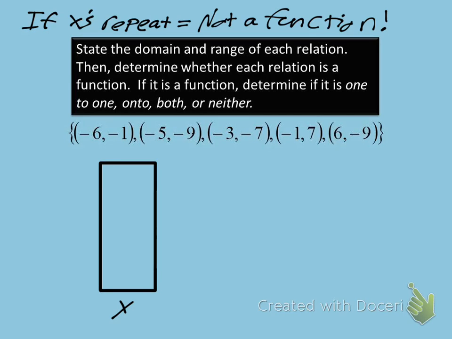Okay, so there's my x box, and what you're going to do is take all your x values, -6, -5, -3, -1, 6, and put them in that box. So -6, let's do black. -5, -3, -1, and 6, like that. This is starting that mapping that we did earlier, right? That's what it's called. It's called a mapping.